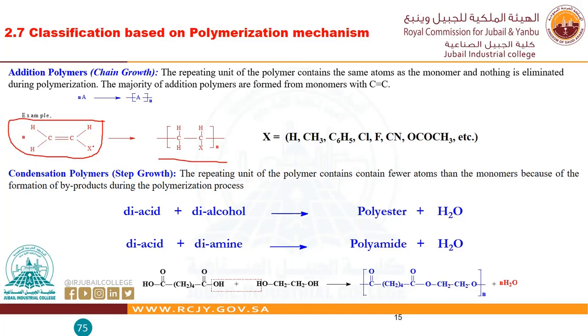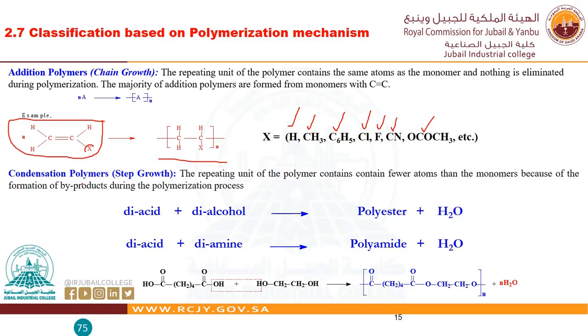For example, you have X here. If X is hydrogen, then it is polyethylene. If it is CH3, polypropylene, or polystyrene, polyvinyl chloride, polyvinyl fluoride, polyacrylonitrile, or polyvinyl acetate, all are examples of addition polymers. The monomers contain a double bond, and you end up with a polymer with a single bond.